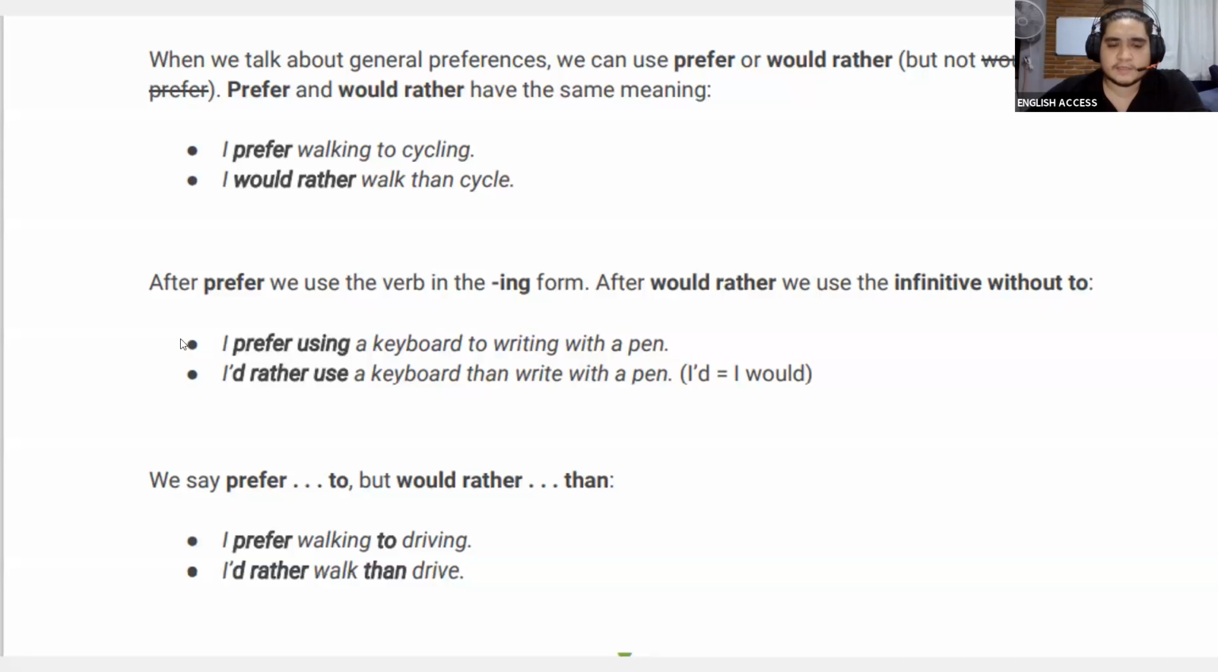The first example, please, Karen. I prefer using a keyboard to writing with a pen. And the second one, Tommy, please.